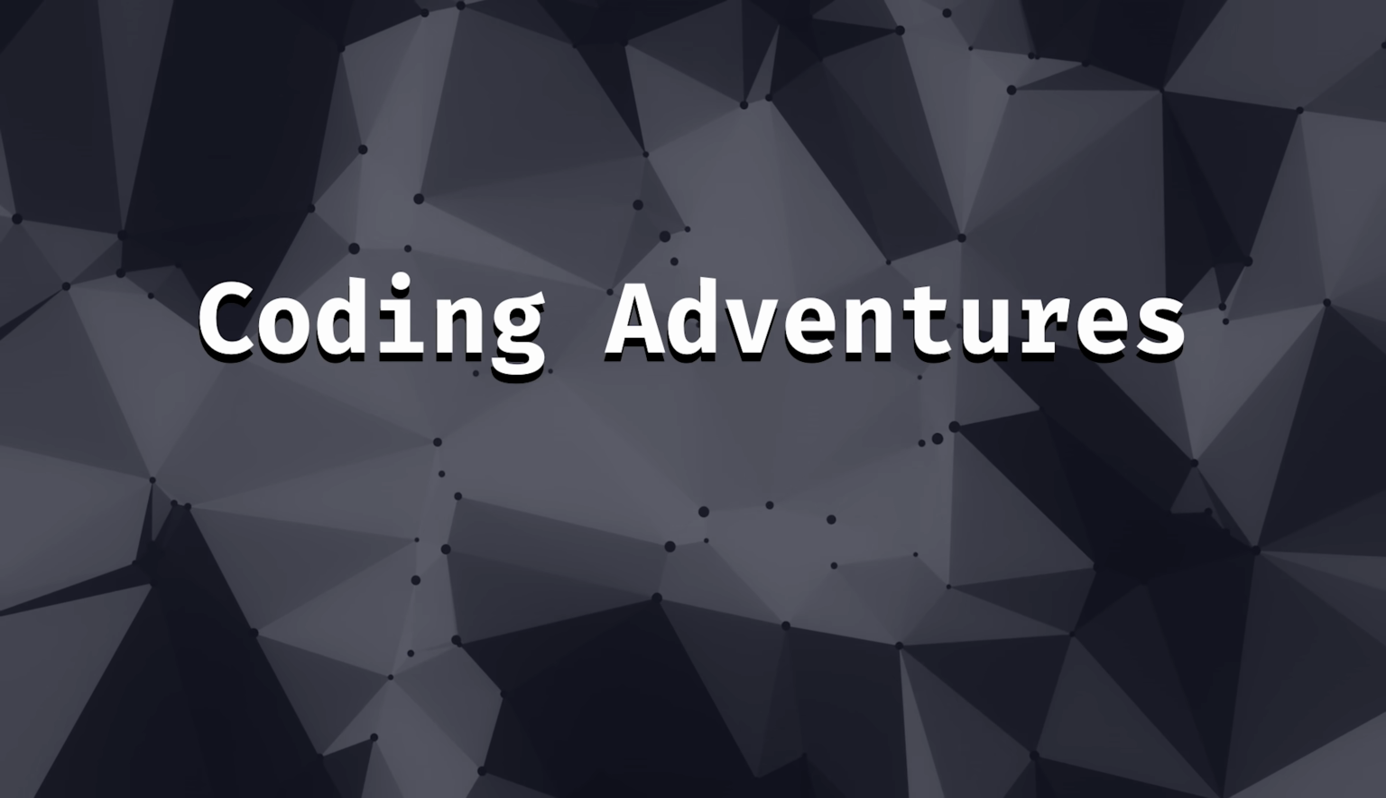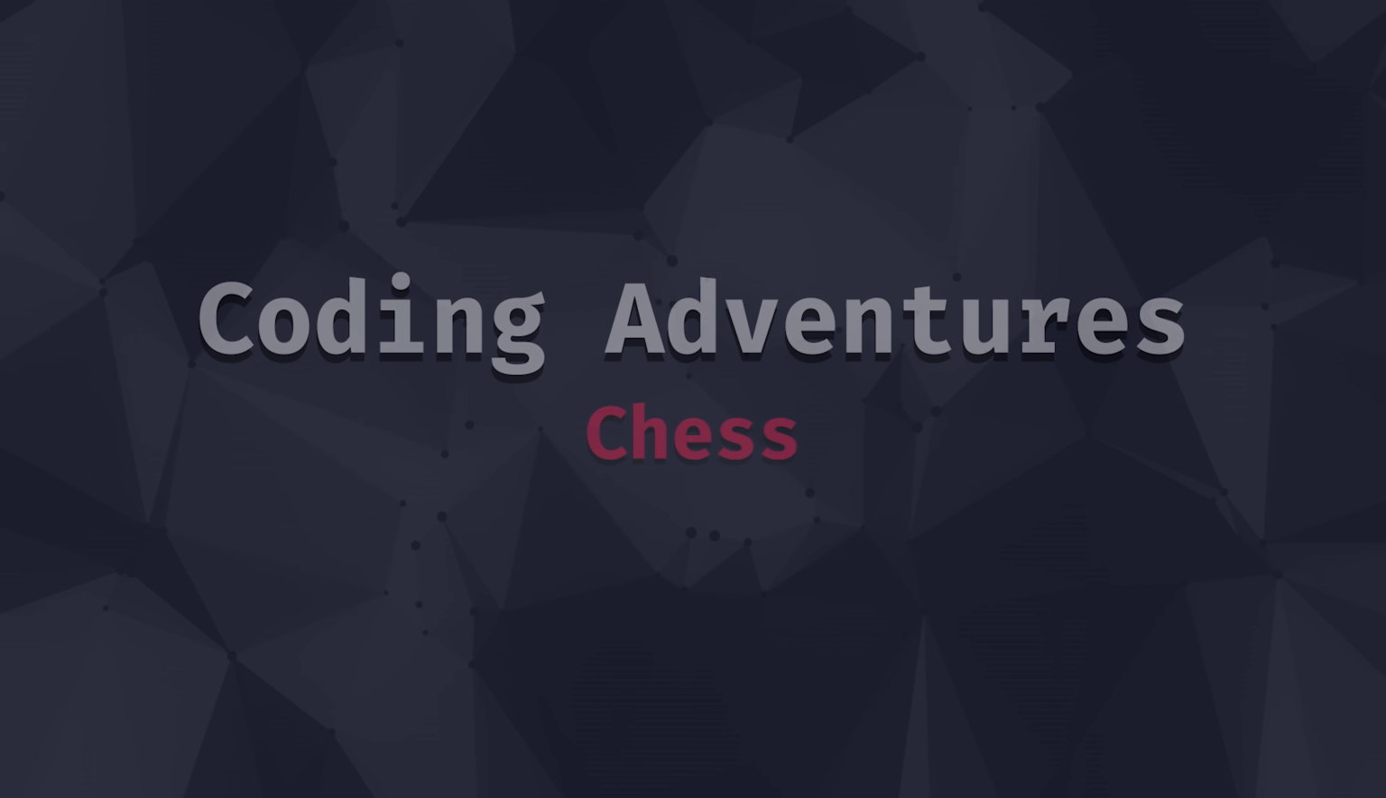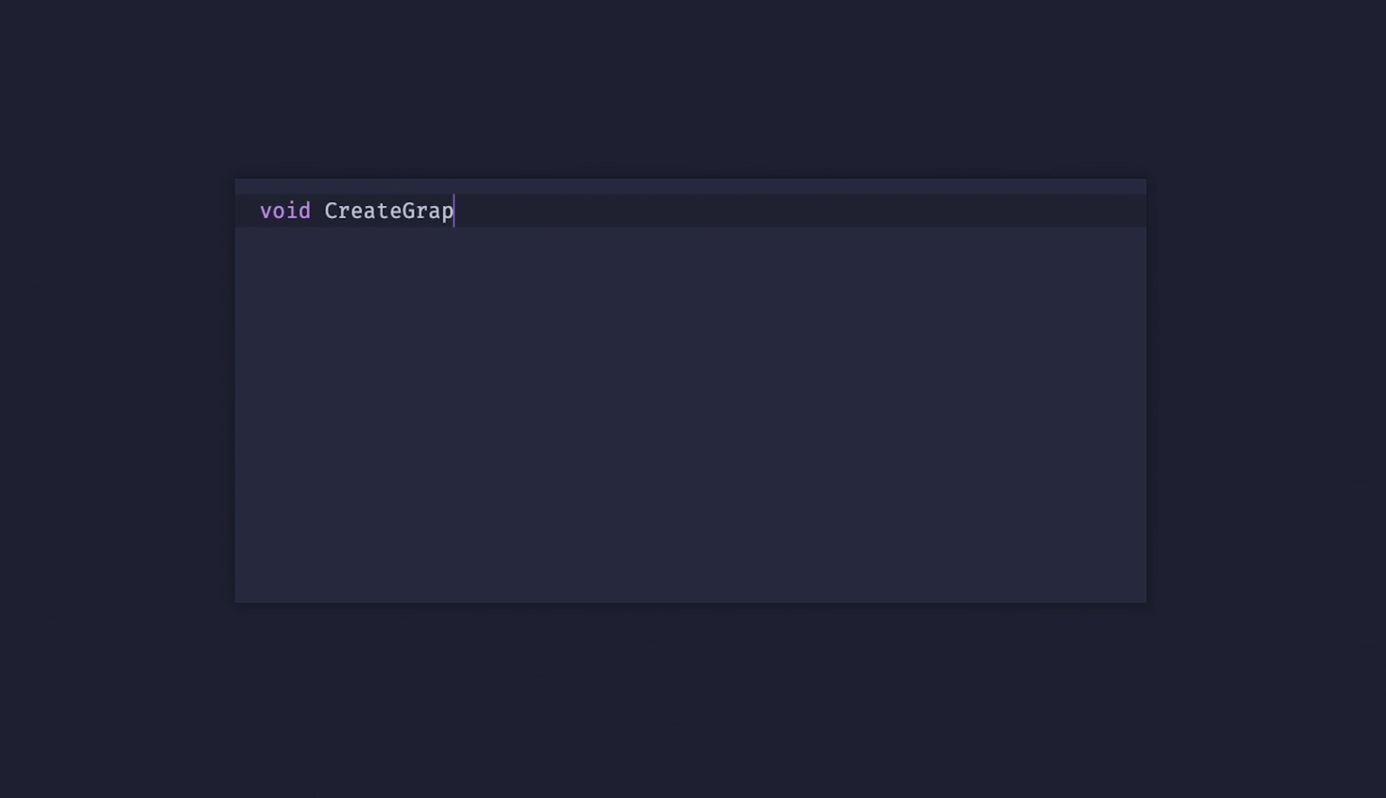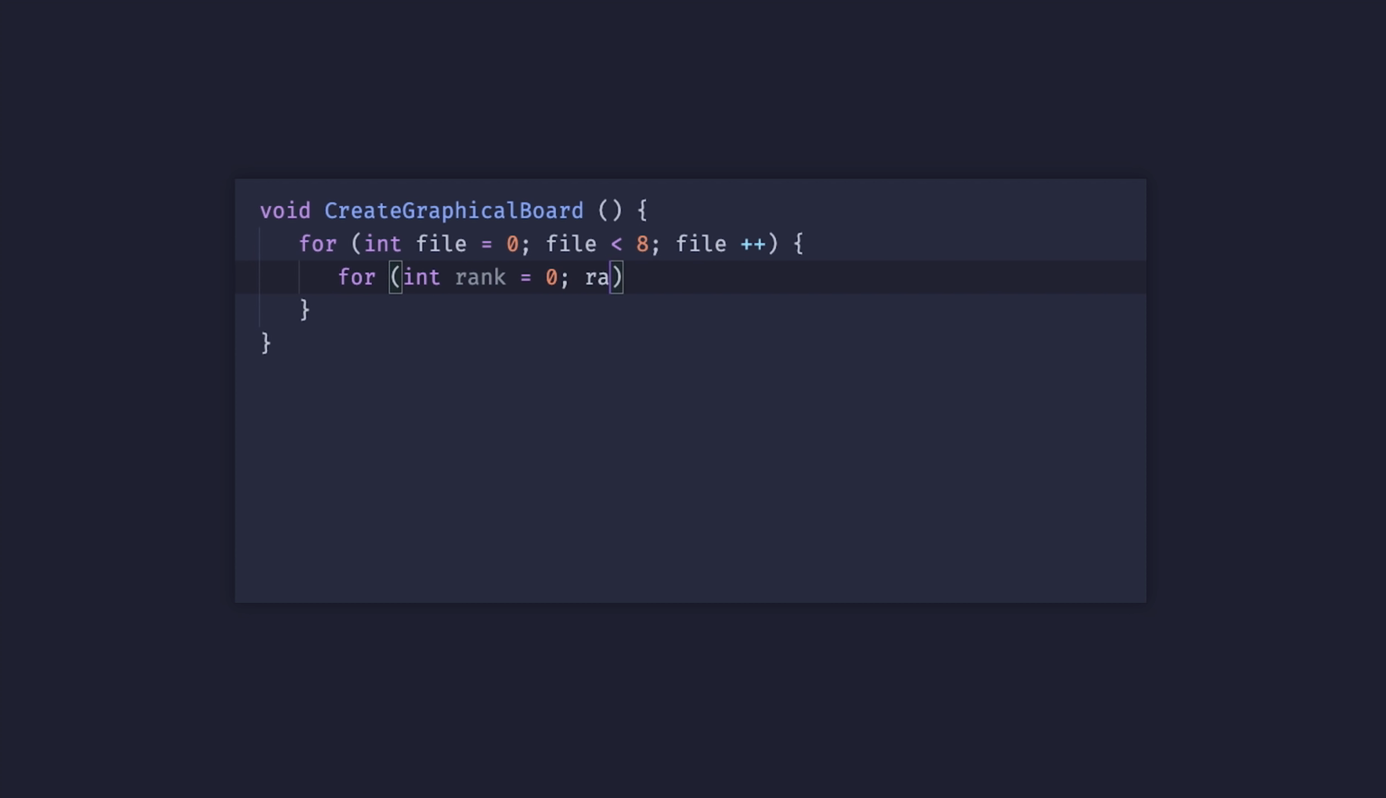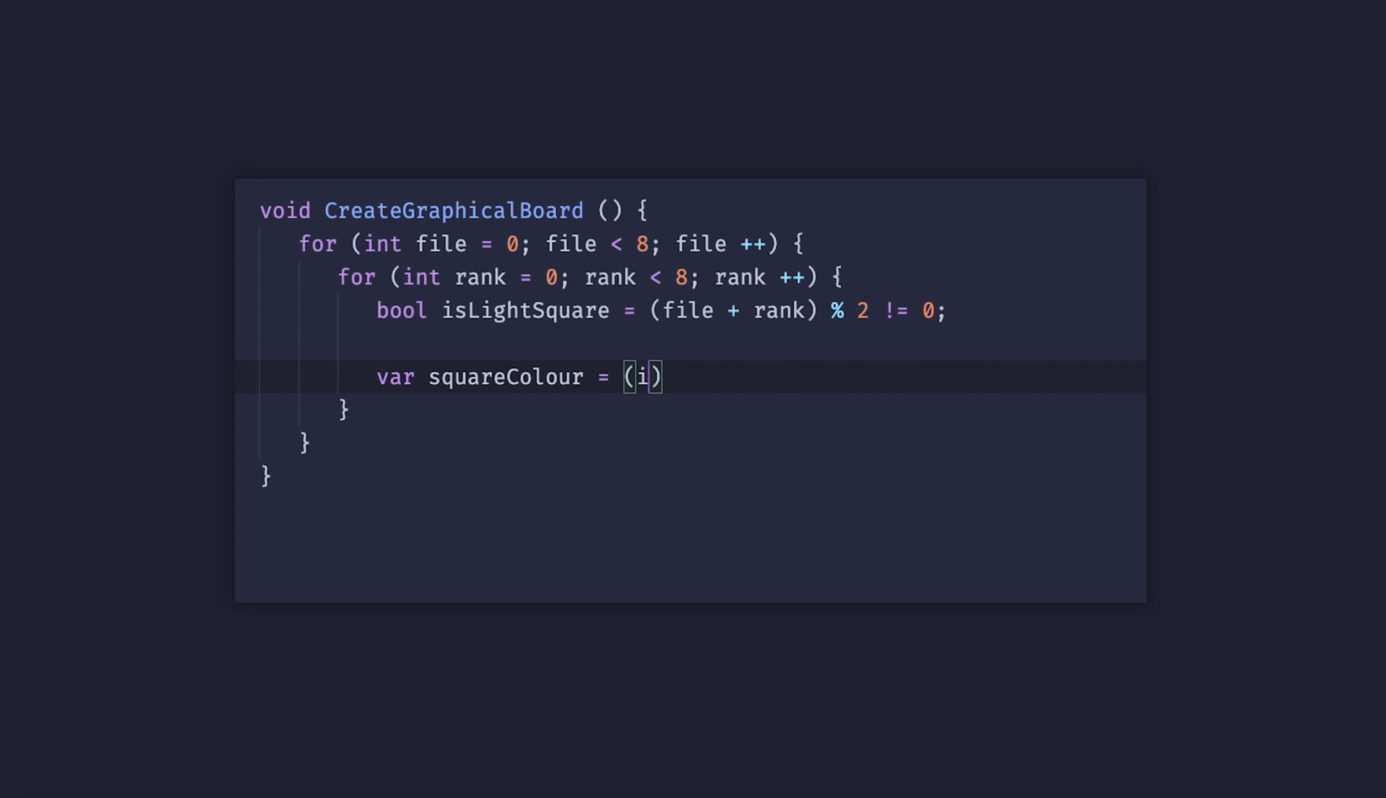Today we're going to be exploring the game of chess. Let's begin simply by creating the chessboard. So we'll need two loops for the x and y axes, or files and ranks if you prefer. And to tell if a square should be colored light or dark, we can just check whether or not the file plus the rank is divisible by 2.